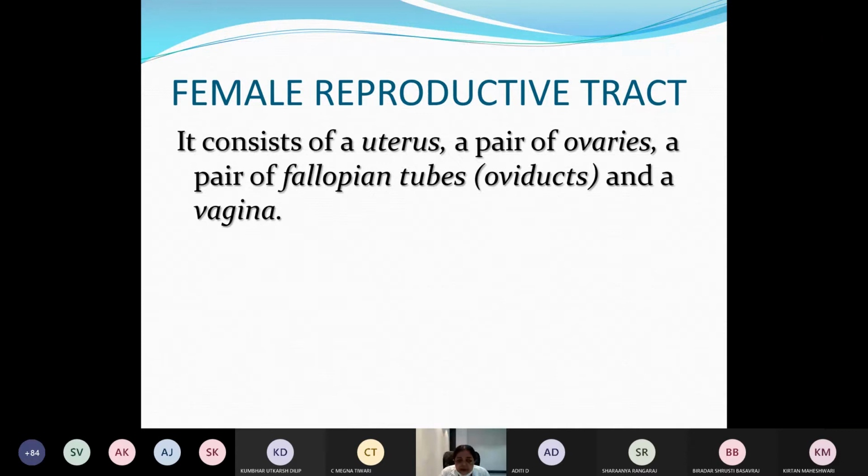So I will start today female reproductive tract physiology. Today I will give just some introduction and some part of the physiology of ovulation.